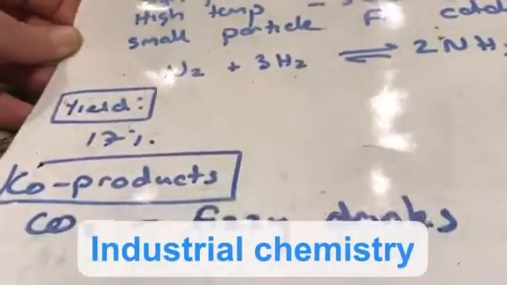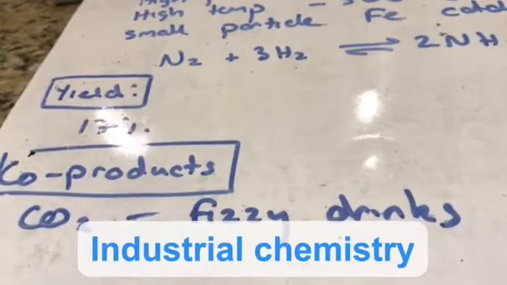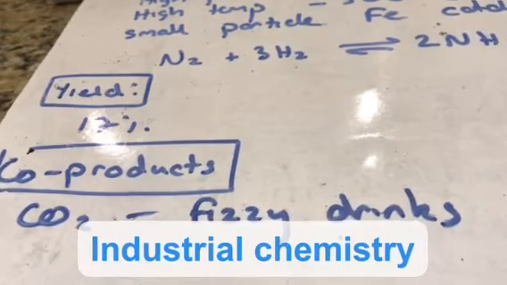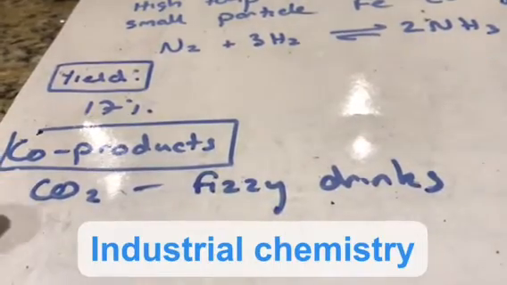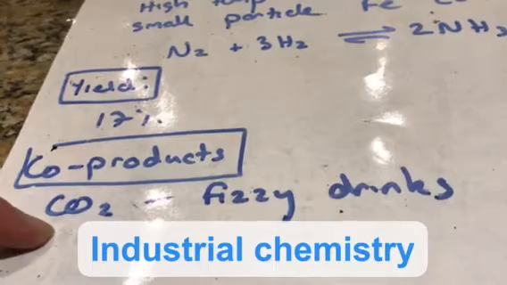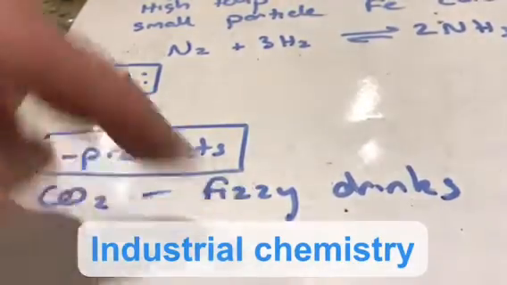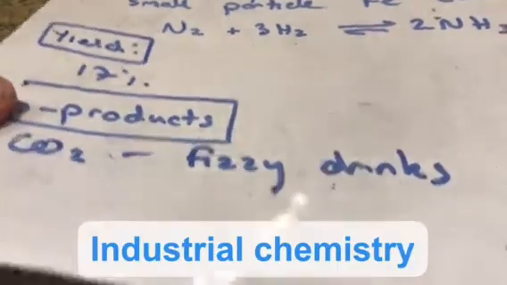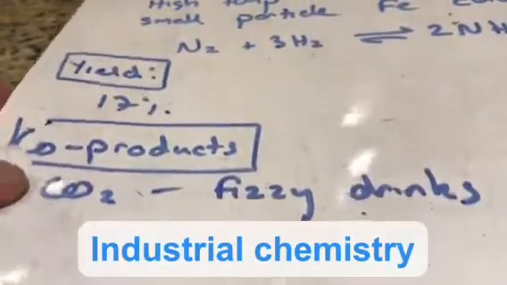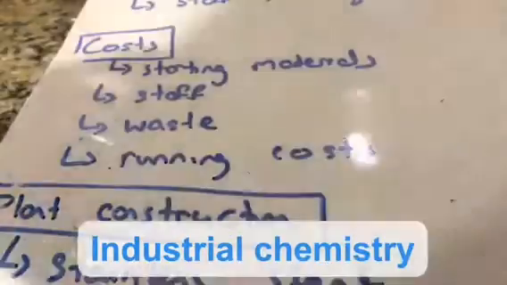Your yield then, 17% yield. So not a great yield, but look, it's the best yield we can get. So it's still a very valuable product, so it's still worth doing. Our co-products, we produce carbon dioxide during the steam reforming of methane, and we can use it by selling it to fizzy drinks companies and making fizzy drinks from it. Okay, so they're actually quite clever in how they use their co-products.